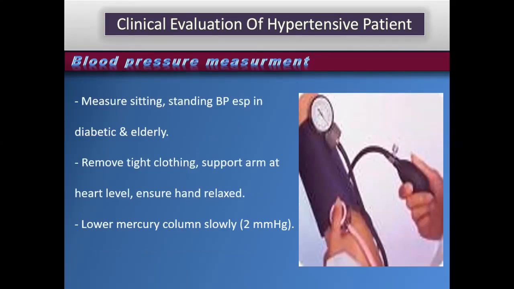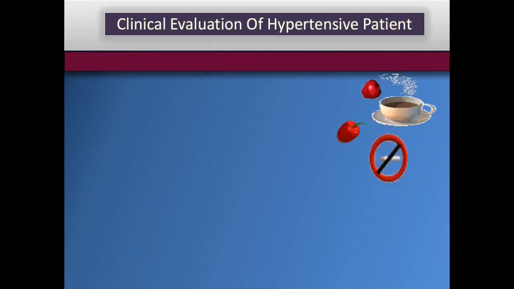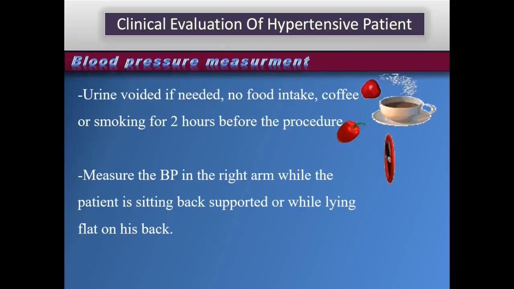Measure blood pressure in sitting position, supine, and standing blood pressure, especially in diabetic and the elderly, to exclude postural hypotension. Remove tight clothing and support the arm at the heart level. Ensure hand relaxation. Lower the mercury manometer column very slowly, 2 millimeters of mercury at a time. Allow no food intake, coffee, or smoking for 2 hours before the procedure.